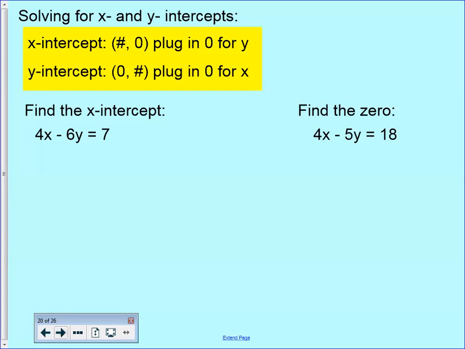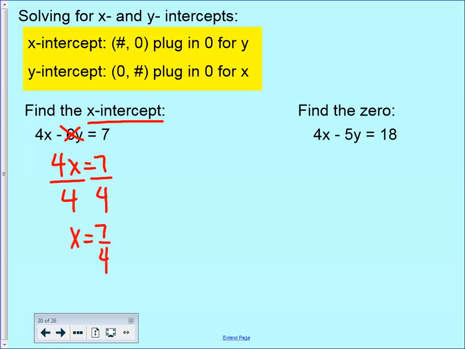All right, so let's go ahead and do this together. Find the x-intercept. If I'm finding my x-intercept, I'm not going to have a y anymore. So I'm going to go ahead and just cross this out, because I know when I plug 0 in, it's just going to go away. 4x equals 7. Divide each side by 4. x equals 7/4. So my x-intercept is (7/4, 0).